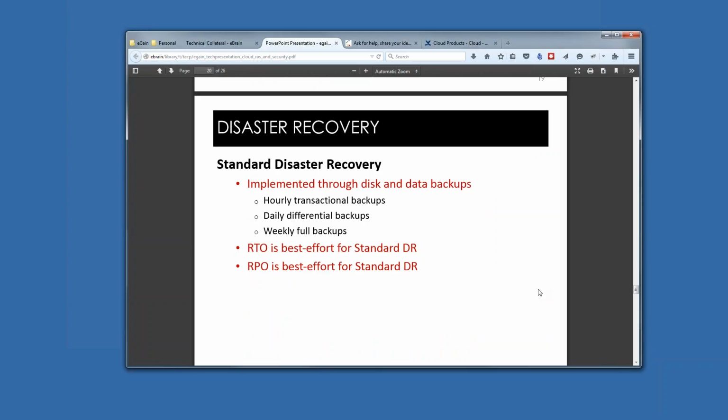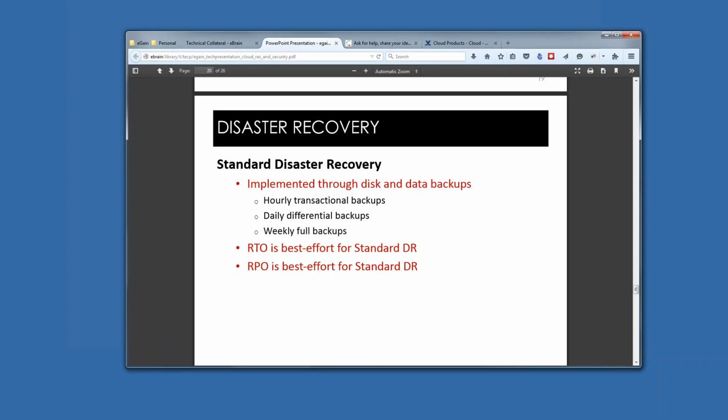So we take hourly, daily, and weekly backups, and we put some of those off-site in a service called Iron Mountain, so that if we did ever lose our entire data center, we'd be able to pull all those backups, get those to our DR site, and restore customer systems. The important piece to note here is that it is best effort.